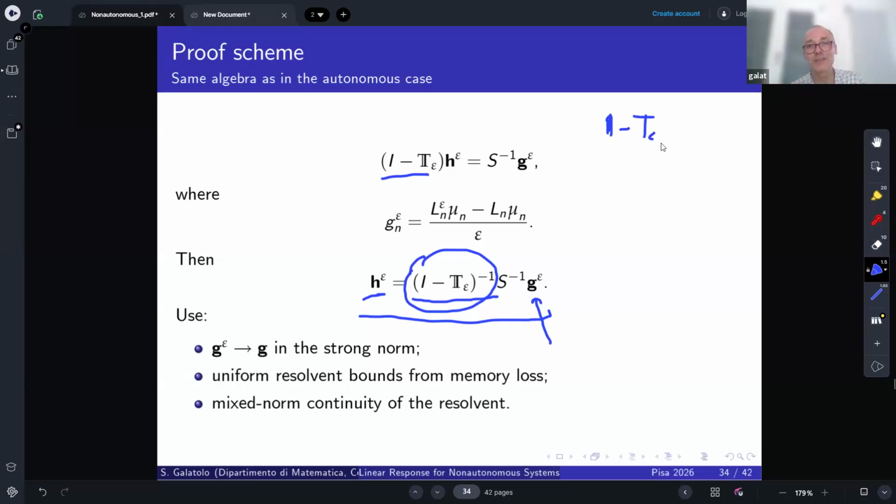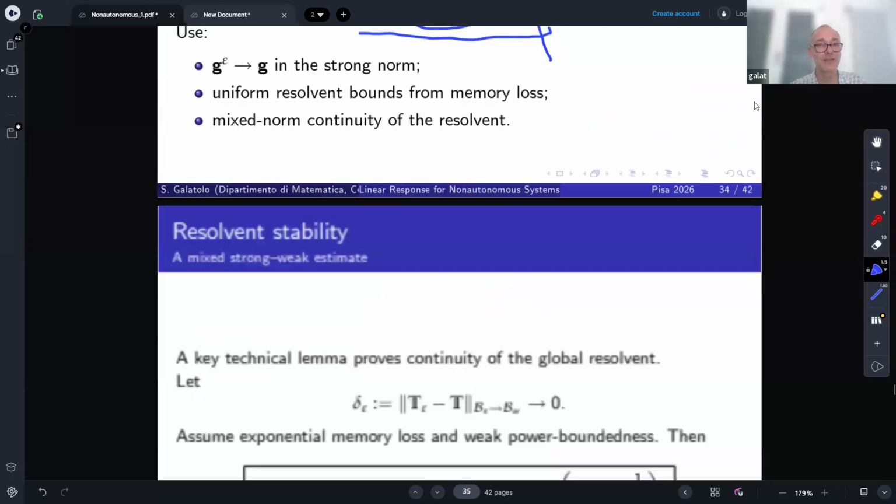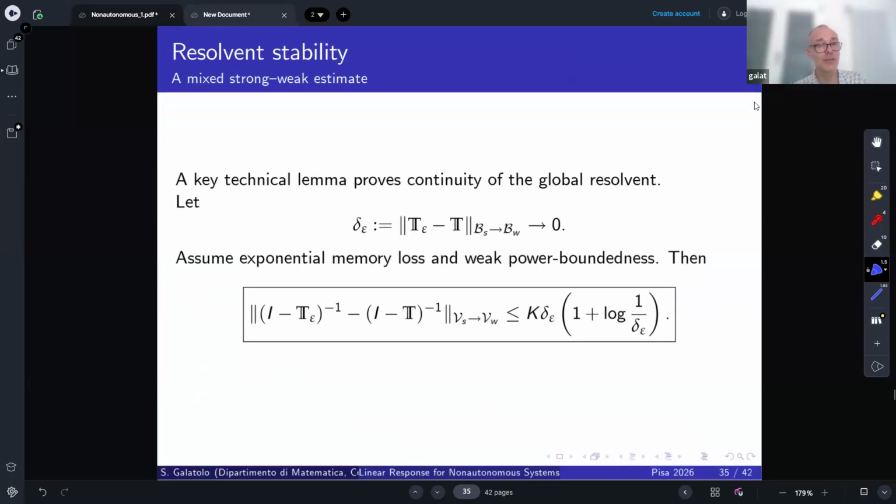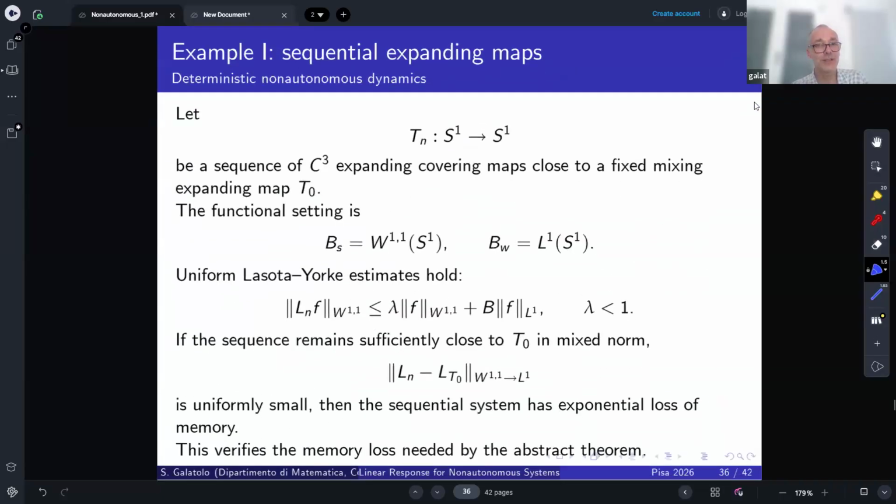Identity minus t epsilon to the minus 1 converges to identity minus t0 to the minus 1. So you also need to prove a stability for the resolvent. This can be done using, again, loss of memory, and then you have the formula. Example of application, and then I would like to arrive at the end of the seminar.